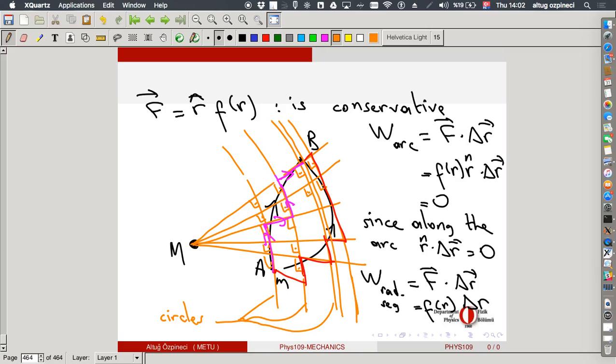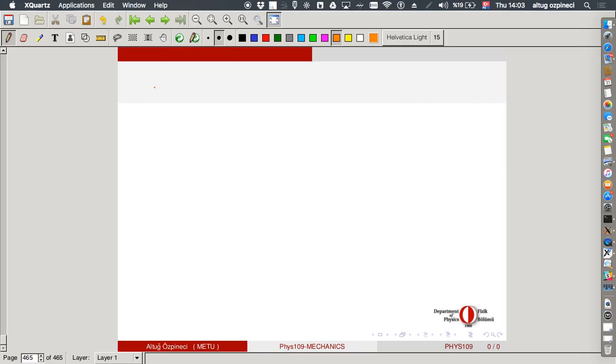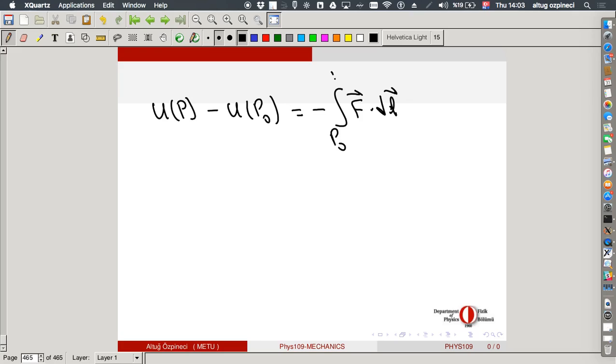The only difference is that the angle between the force and the displacement differs by 180 degrees. In one of them it is 0, in the other one it is 180. So the work done is opposite. So the work done as we go from this point to this point, and the work done as we go from this point to this point, the sum is 0. So this basically proves that the gravitational force, which is a force of this form, is a conservative force.